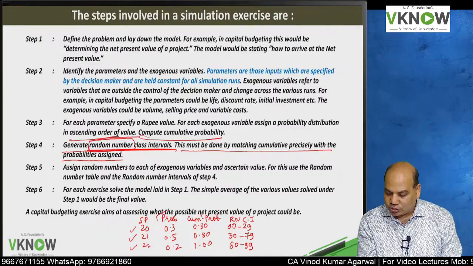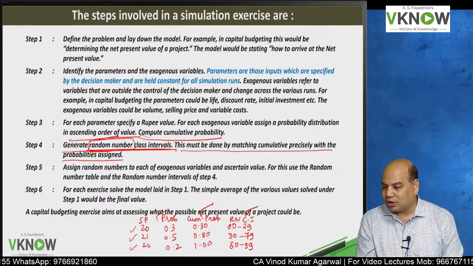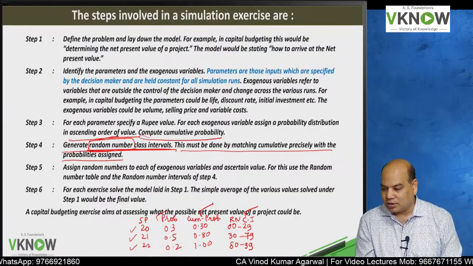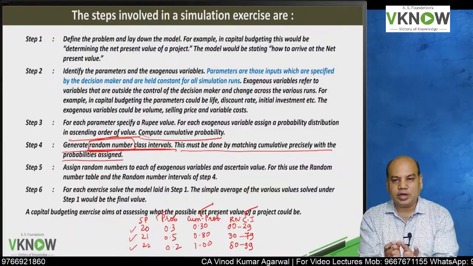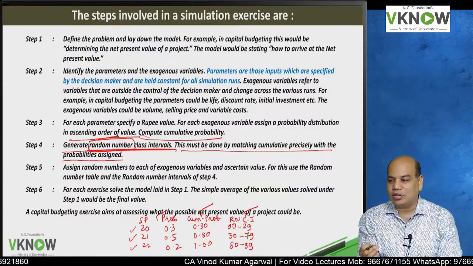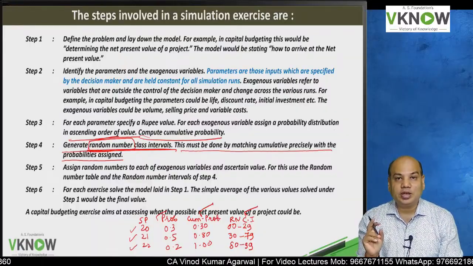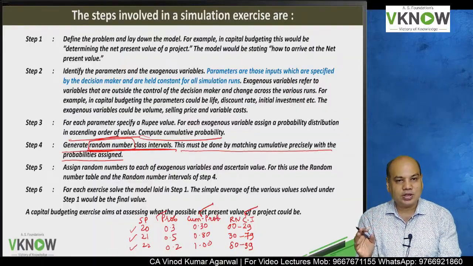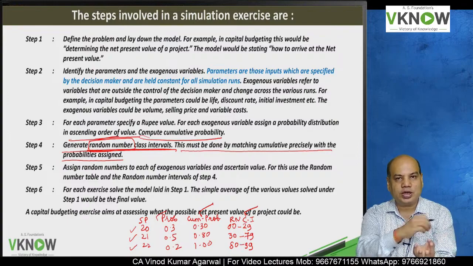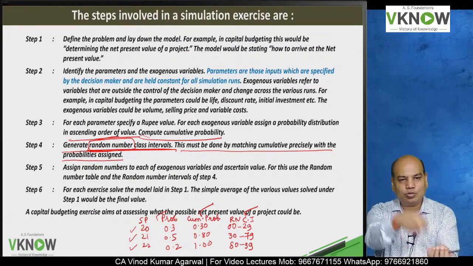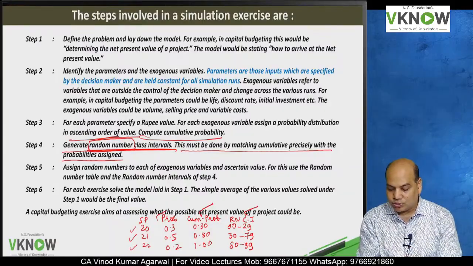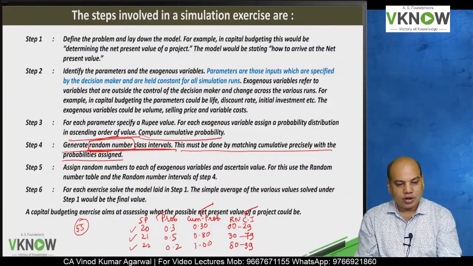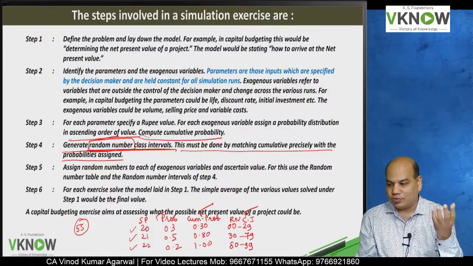Probability is converted into cumulative probability, which is converted into random number class intervals. Now what is the use? Out of 100 numbers you have to pick any number randomly. Just like in a box, suppose 100 numbers are there and you select a number, that is like a random number. Suppose that number comes to 55.